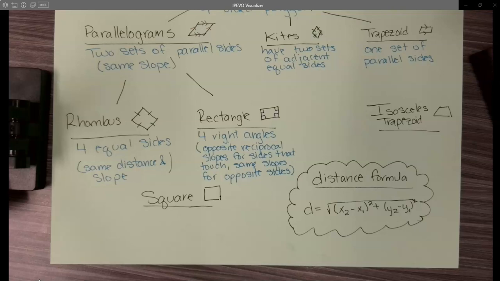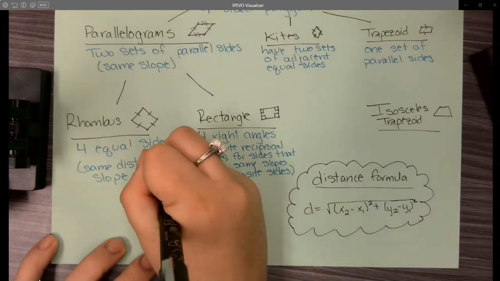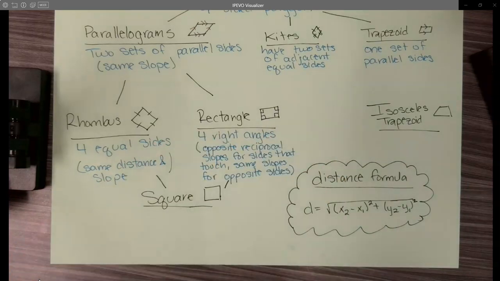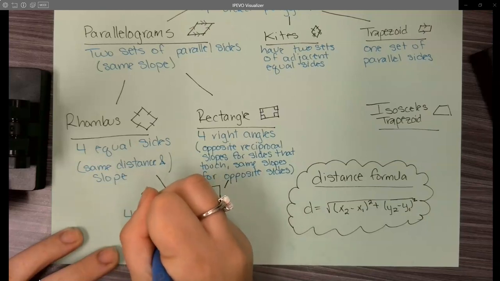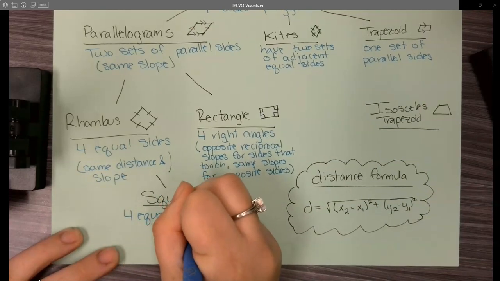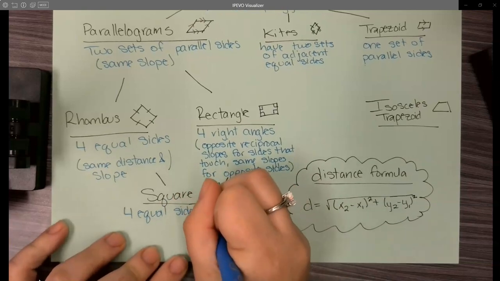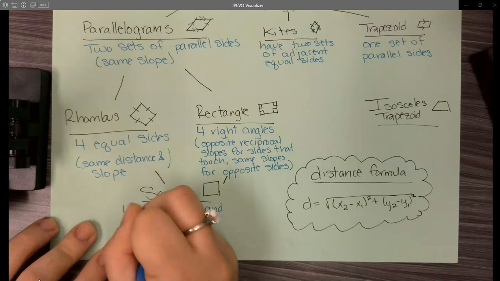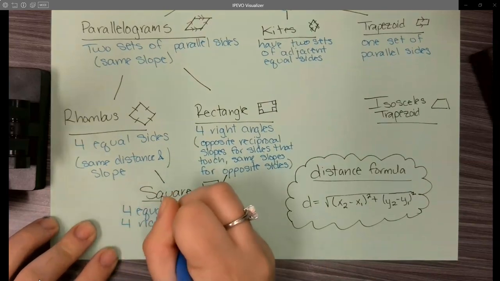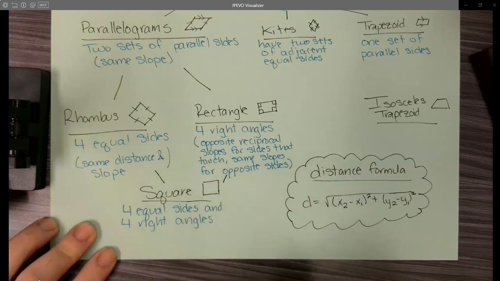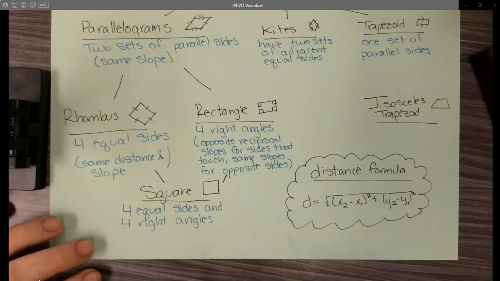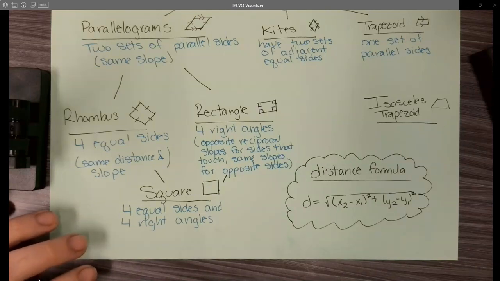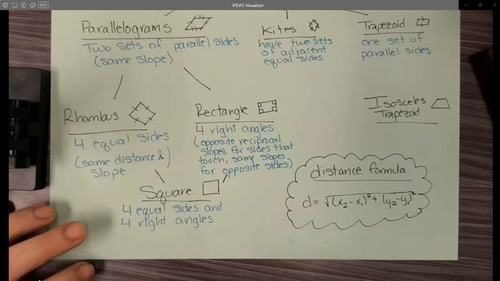So the final parallelogram is a square, and this is special because it's both a rhombus and a rectangle. So it's going to have four equal sides and four right angles. And it's also still a parallelogram. So if I'm looking at a picture on a coordinate plane, I want to have the same distance. I want to have opposite reciprocal slopes for sides that touch, and I want to have the same slopes for opposite sides.